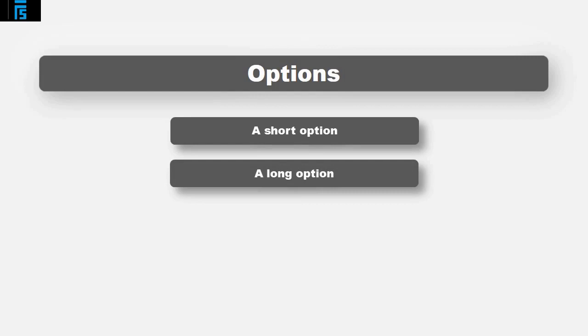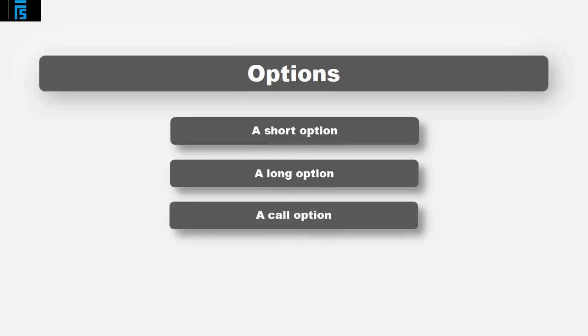A long option, in contrast, is where the investor owns the stock and expects the prices of the asset to rise. A call option gives the investor the right, but not the obligation, to purchase a stock or a bond, etc., at a specific price within a specific time. That means that the investor gains if the asset value increases from when they put the call in place, because they can access the asset at a lower rate.